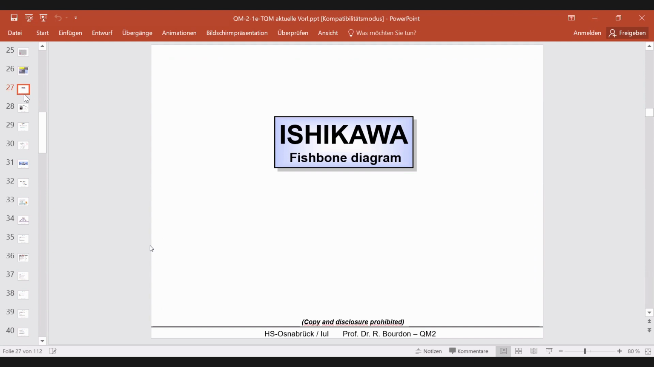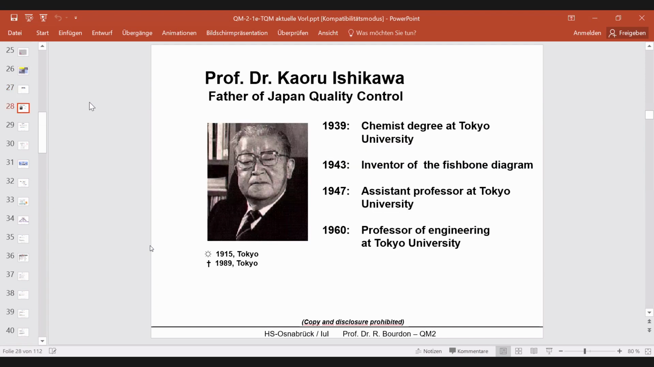The next PQM method is Ishikawa, also known as a fishbone diagram, and I showed you some of the Ishikawa things before. The inventor of Ishikawa was a professor in Tokyo. He was a chemist, and he was the inventor of the fishbone diagram. And since the Second World War, it has been used in many applications. In many industry companies, they used the Ishikawa method.